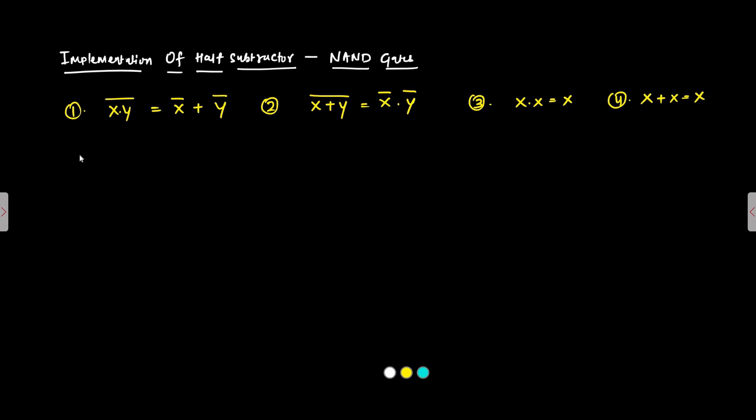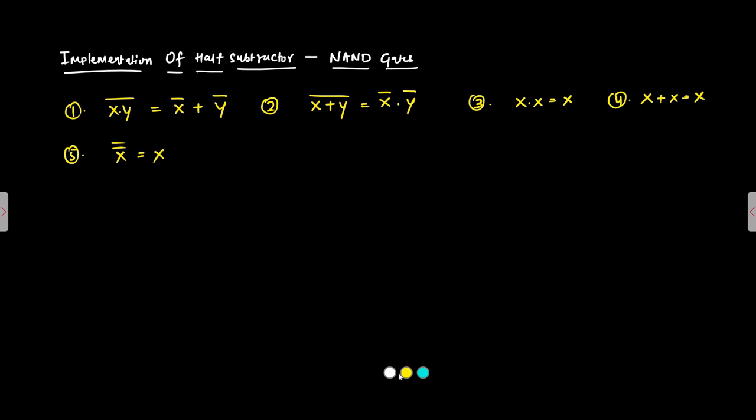And another thing which is double complement law. So double complement of a variable results in the same. So these 5 things which we will use to implement the half subtractor using NAND universal gate.